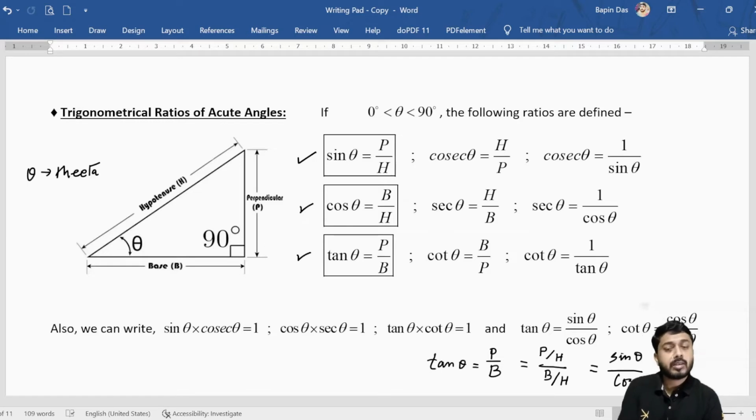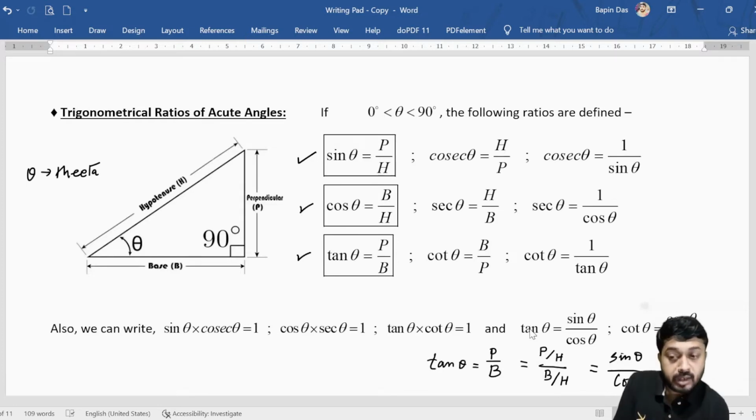You can give it a try on your own to see if this is actually working or not, right? So after this much for the basics: sine theta equal to p by h, cos theta equal to b by h, tan theta equal to p by b, right? And the reciprocals are defined. Reciprocal of sine is cosec, reciprocal of cos is sec, reciprocal of tan is cot, right?